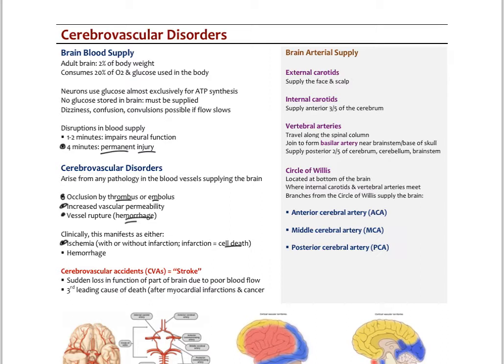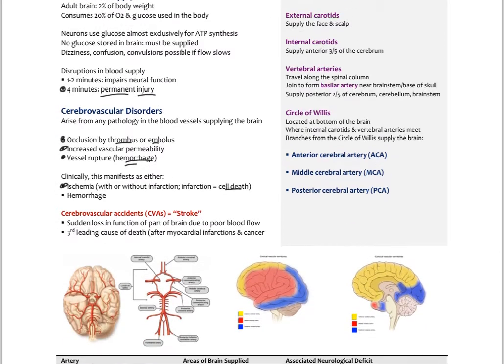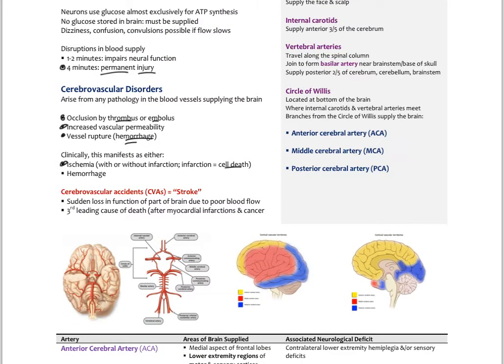Okay, so cerebral vascular accidents are commonly known as strokes. We call it CVA in medicine, but in the general public we say stroke. That's a sudden loss in function of a part of the brain due to poor blood flow. It's actually the third leading cause of death after myocardial infarctions and cancer. So this is very important to recognize. What are the clinical manifestations of stroke? What do you need to do when you see someone you think might be having a stroke, and so forth.